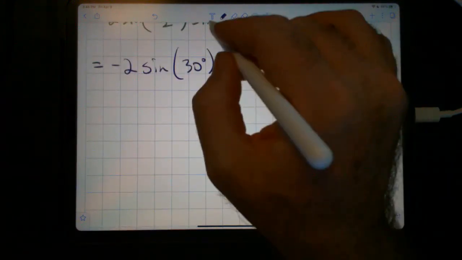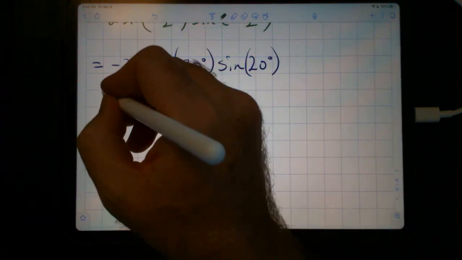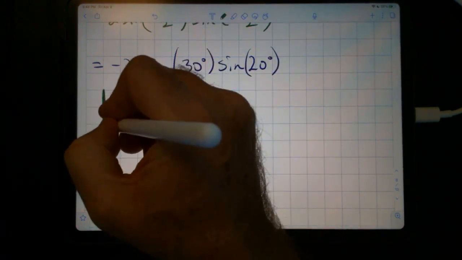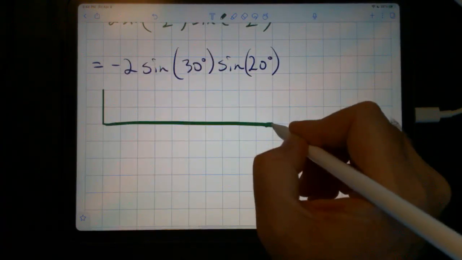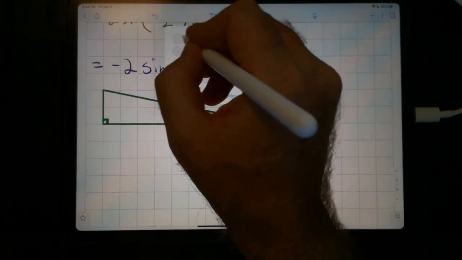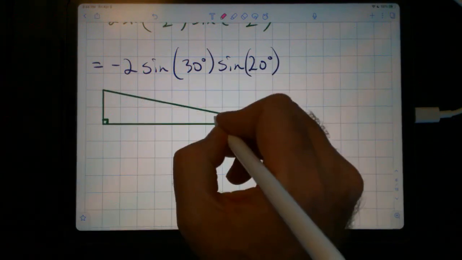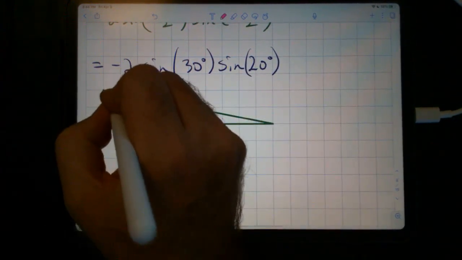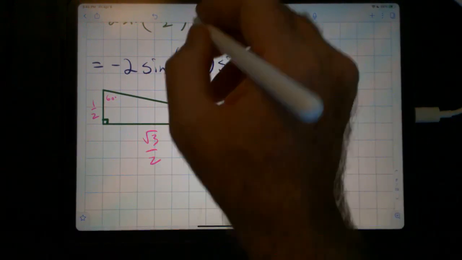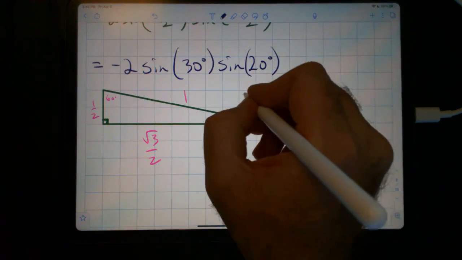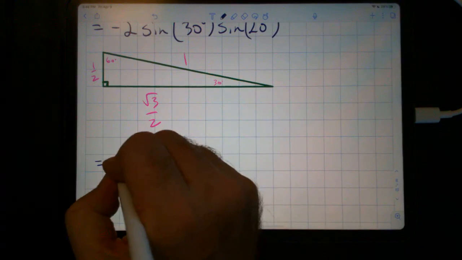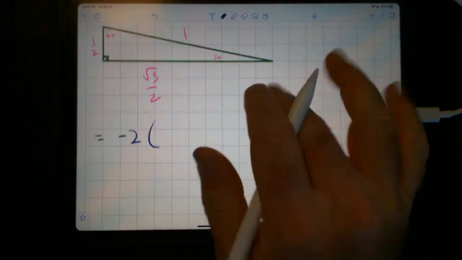30, 60, 90 triangle. We can simplify this a little bit. So if that's my 30 and that's my 60, this has to be 1/2, radical 3 over 2, and 1. So this will give us sine of 30 is 1/2.